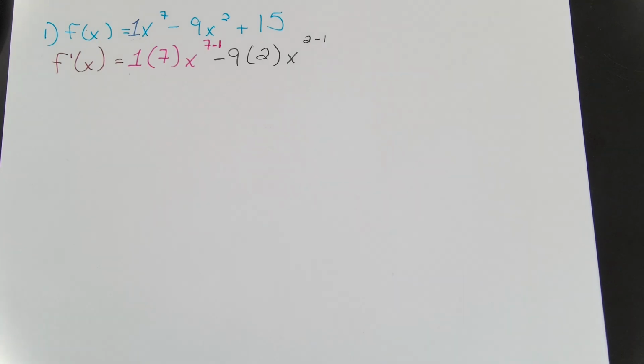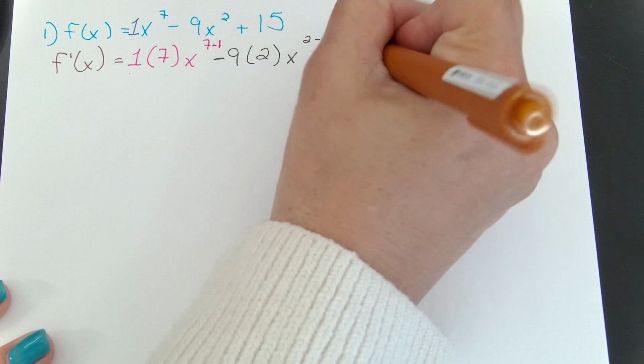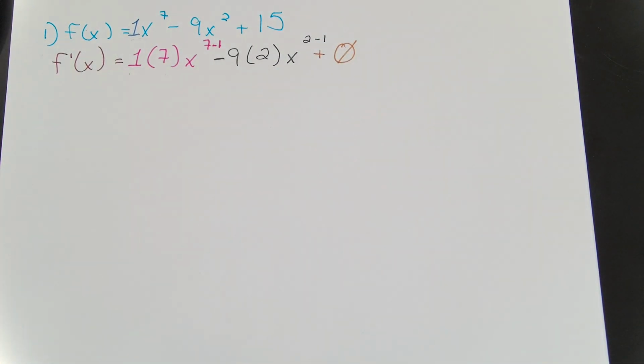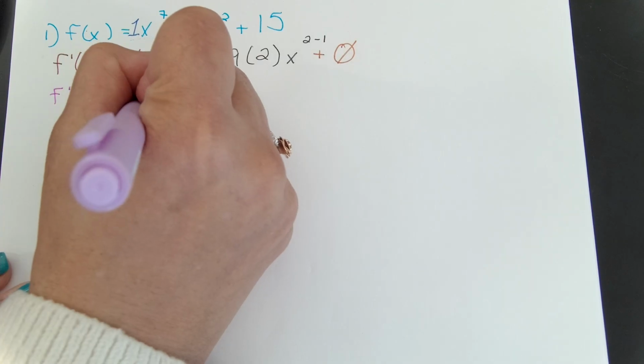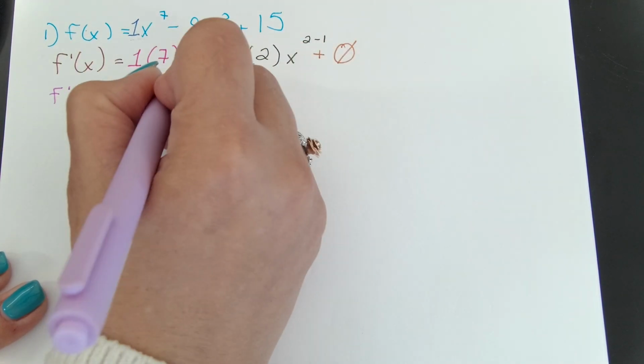It's 0. It is a 0. Why is it a 0? That's the rule. But what's it called, ladies? It's a constant. The derivative of a constant is 0. So f prime of x. Just simplify now.